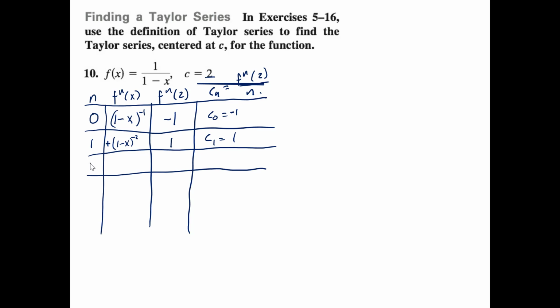And when n is 2, then you're going to bring down the exponent, negative 2, take 1 away from the exponent, negative 3.